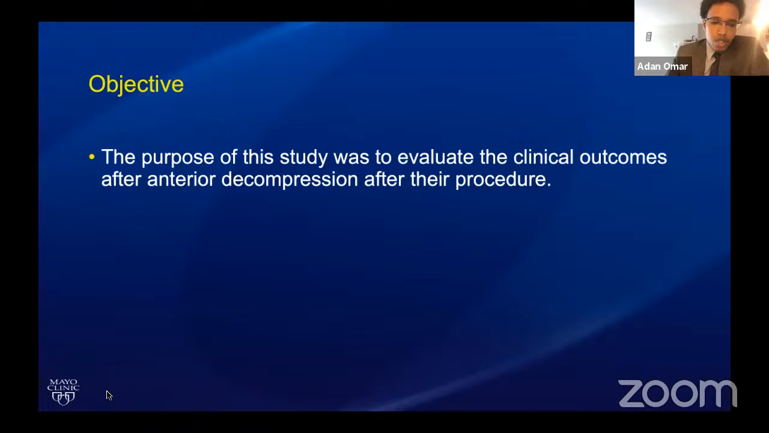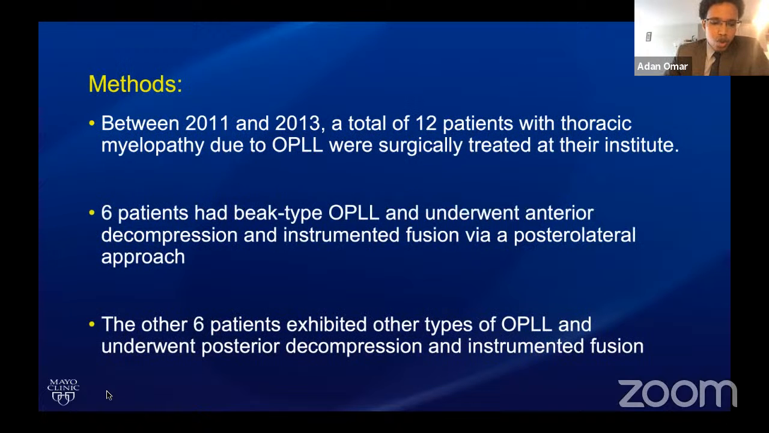So the purpose of this study was to examine the clinical outcomes after an anterior decompression from a posterior lateral approach for beak-type OPLL in the thoracic spine, and to address the gradual spinal cord decompression caused by migration of the floated plaques after surgery. So between 2011 and 2013, 12 patients with thoracic myelopathy due to OPLL were surgically treated at their institute. 6 patients with beak-type OPLL on the thoracic spine underwent anterior decompression and instrumented fusion from a posterior lateral approach. The other 6 patients had other forms of OPLL and underwent posterior decompression and instrumented fusion.